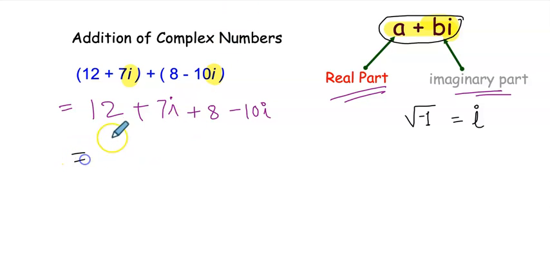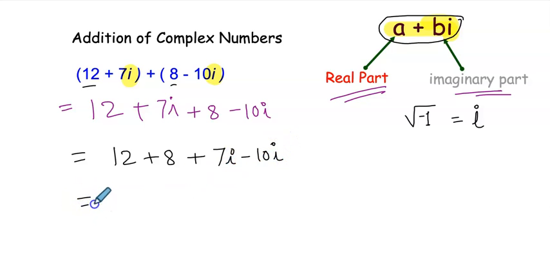Now, let me write the real parts together. That's 12 and 8, these two. So, I'll write 12 plus 8. And then the imaginary parts, 7i minus 10i. Almost there. Tell me what is the sum of these two numbers, 12 and 8.